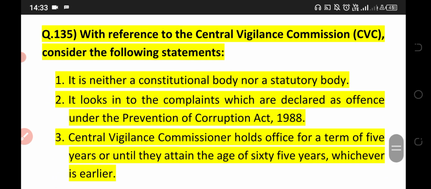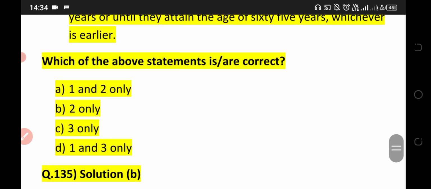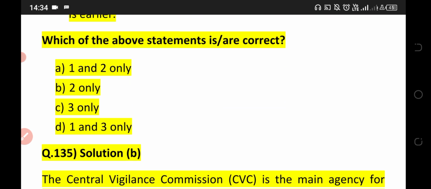With reference to the Central Vigilance Commission, CVC, consider the following statements. It is neither a constitutional body nor a statutory body. It looks into the complaints which are declared as an offence under the Prevention of Corruption Act 1988. Central Vigilance Commissioner holds the office for a term of 5 years or until they attain the age of 65 years, whichever is earlier. Which of the above statements is correct? Only B. 2.